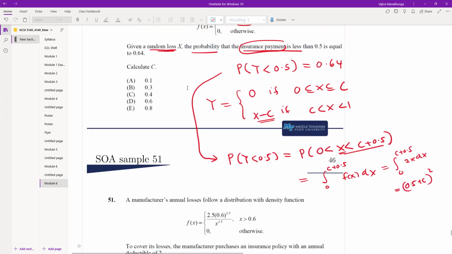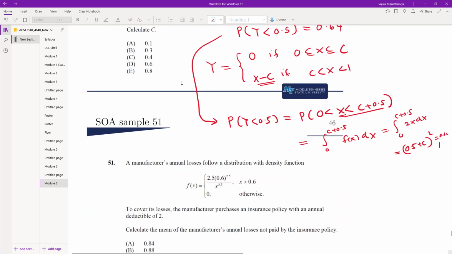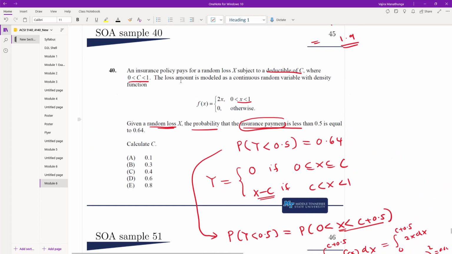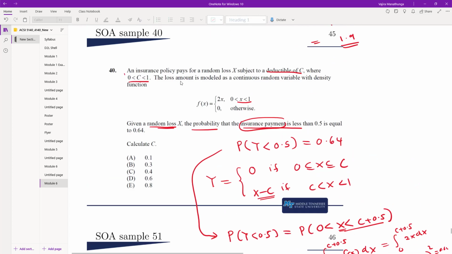However, the problem says that should be equal to 0.64. So that concludes 0.5 plus c equals 0.8 and c equals 0.3. Actually, you can take plus and minus, but I just took the plus sign because c cannot be negative. c is positive according to the problem, so you cannot have a negative value.